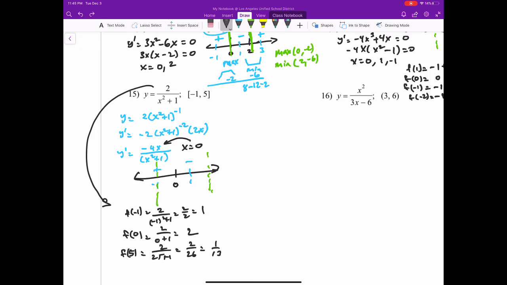The 1, 2, or the 1 over 13? It turned out to be this guy right here. So he's my minimum, and 2 is my maximum. So we write max is 0, 2, and our min is 5, 1 over 13.